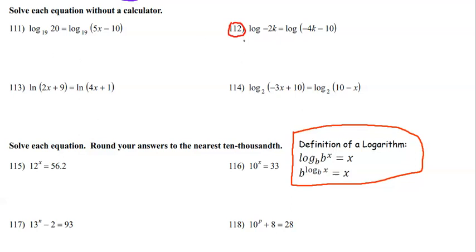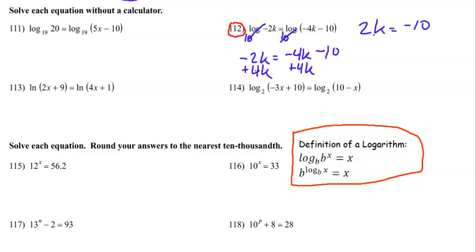Okay, let's look at number 112. So we have log negative 2k equals log negative 4k minus 10. That's the common log, and the common log's base is 10. So we're going to base 10 each side to get rid of those logs. So then you have negative 2k equals negative 4k minus 10. And that's just a linear equation that we can solve. So add 4k to each side. So then we have 2k equals negative 10. Divide each side by 2, and then you have k equals negative 5.